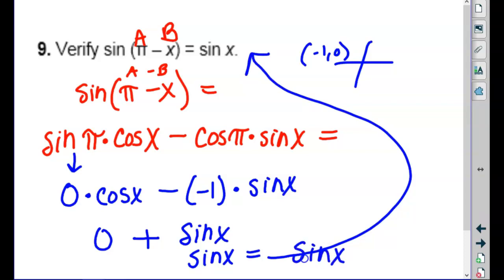Okay. That's a verify. So what did we do? We expanded it, and then we evaluated it using the unit circle, showing all of our steps. Is there another one?